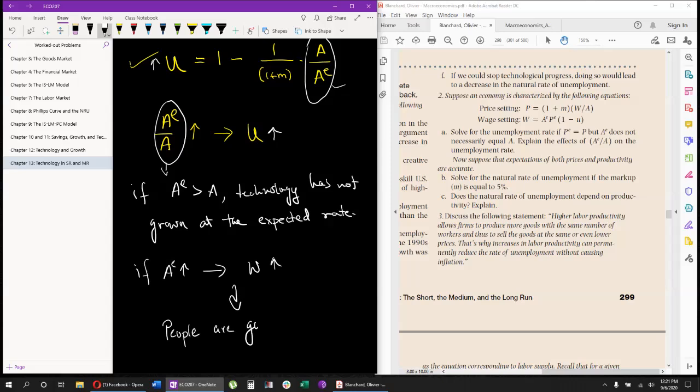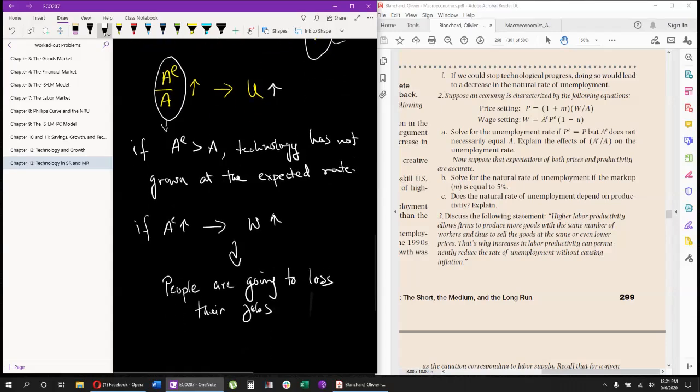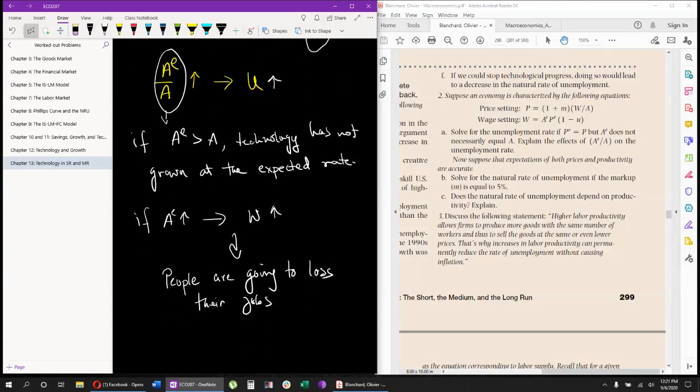As a result, what is going to happen is people are going to lose their jobs because firms are making a loss now. They were expecting high technology, and as a result, a certain level of production. They're not getting that level of production, so they're not making enough money. They cannot continue to keep paying people the higher wage, but that contract has been signed and wages cannot go down for now. As a result, people lose their jobs.